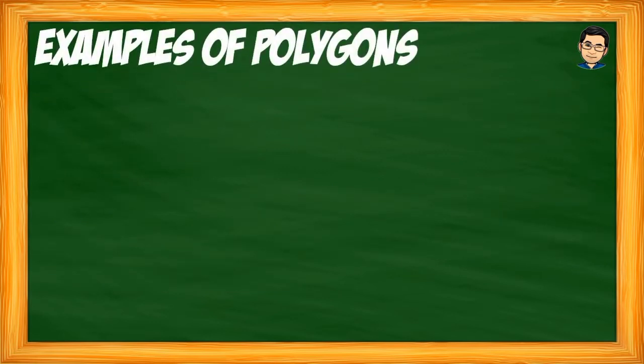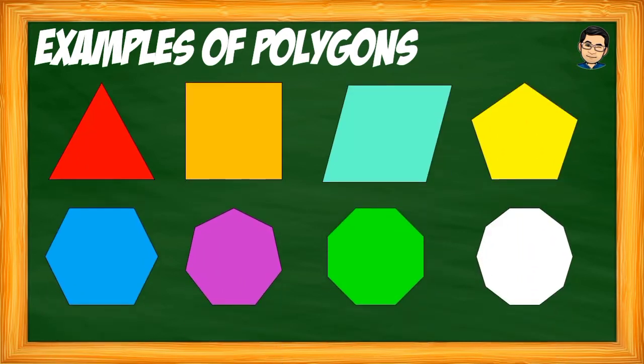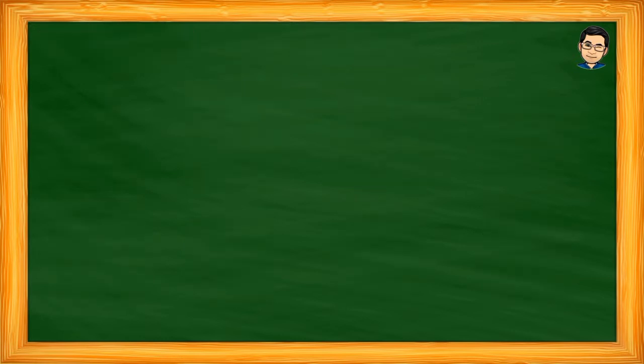So let us have examples of polygons. Based on the definition of a polygon, it must be flat, two-dimensional, and a closed shape. As you can see, our figures are all closed shapes, so there is no open area. And their sides are straight. As you can see, there are no curved sides in the given figures. So all of these are considered polygons.